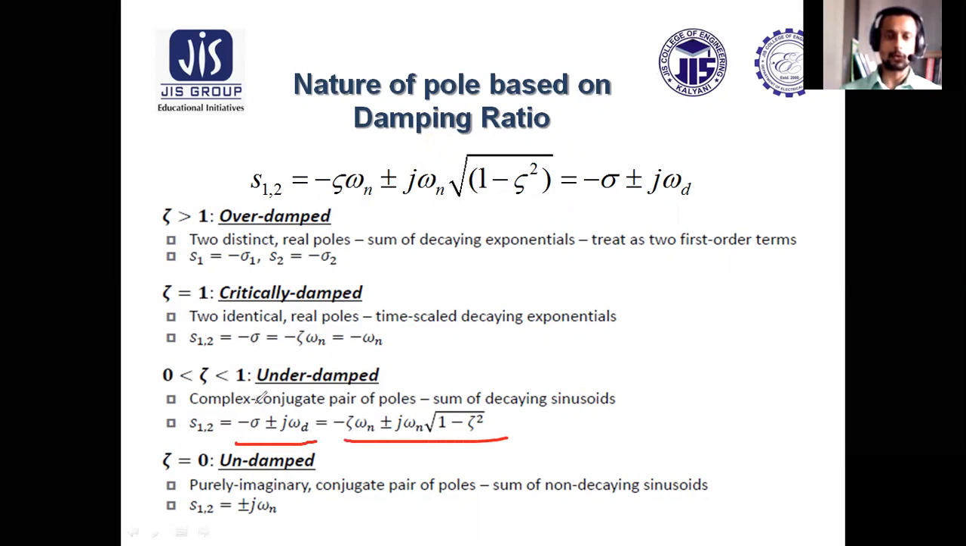Now, if zeta equals 0, this term is 1, and the real part will vanish. So we will have only plus or minus j omega n. This is a purely imaginary part, so the location of poles will be on the imaginary axis. A complex conjugate pair of poles will be located on the imaginary axis. There is no real part.